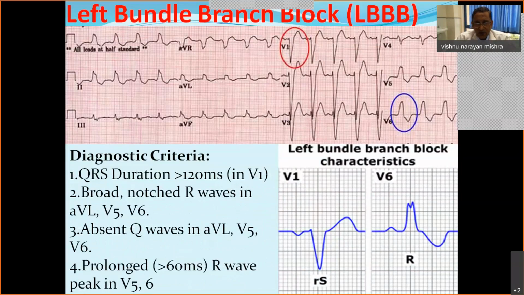Now, all of us know that the diagnostic criteria for LBBB are QRS duration more than 120 milliseconds, that is in V1. So you are seeing this red circle is indicative of that. Broad notched R wave in aVL, V5 and V6. This is aVL. This is V5 and V6. The broad notched R, and absent Q waves in aVL and V5 and V6, and prolonged R wave peak in V5, V6. Prolonged means more than 60 milliseconds. So this is classical left bundle branch block.